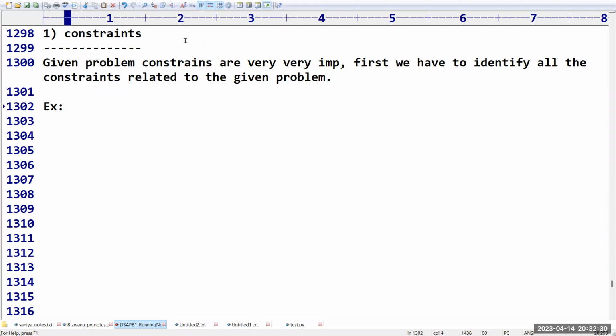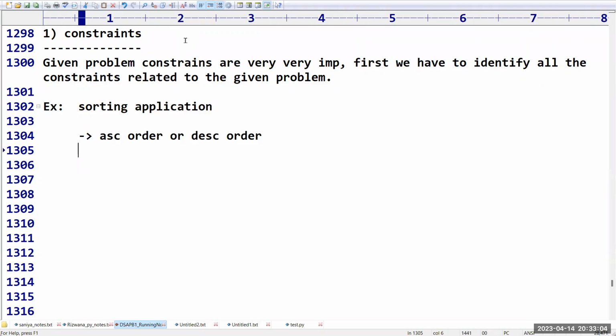Best example, consider I have one small application where I want to sort the data. Sir, for a sorting application, what kind of constraints can we expect? Very simple. Whether you want to sort the data in ascending order or in descending order. Is it a constraint or not? Yes. Because if you ask for ascending order, I will develop one algorithm based on that. If you ask for descending order, I will go with some other algorithm.